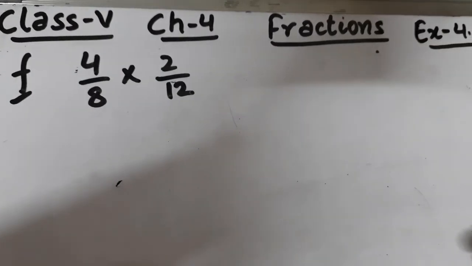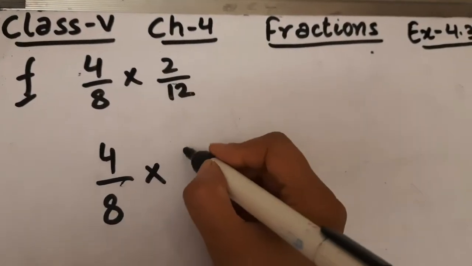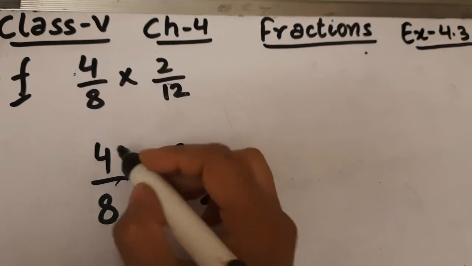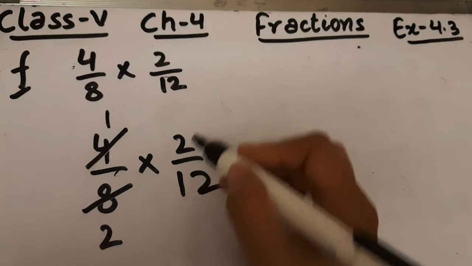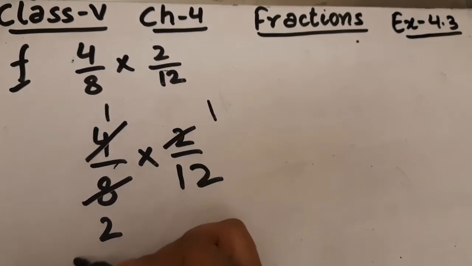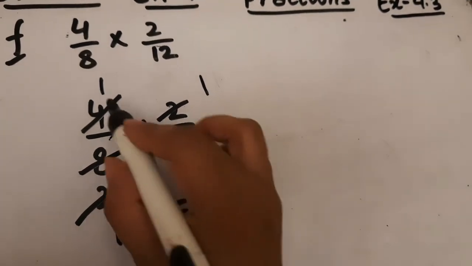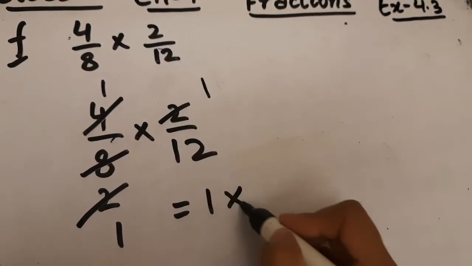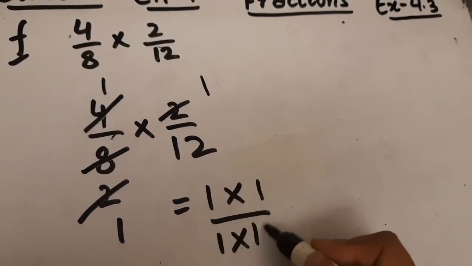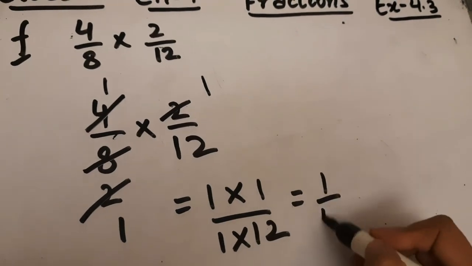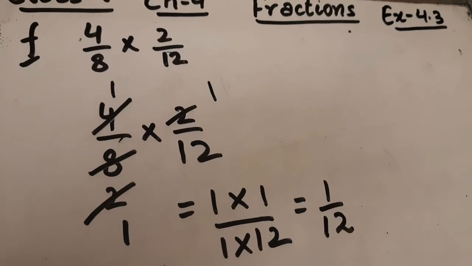F part is 4 upon 8 multiply by 2 upon 12. So what we will do, we will simplify the numerator with the denominator. See, 4 ones are 4, 4 twos are 8. Okay, 2 ones are 2, 2 ones are 2. Fine. Now multiply the numerators. This has become 1, this has become 1, and denominator, this is 1 and this is 12. Okay, 1 ones are 1, 1 twelves are 12. So this is question number 2 of exercise 4.3.